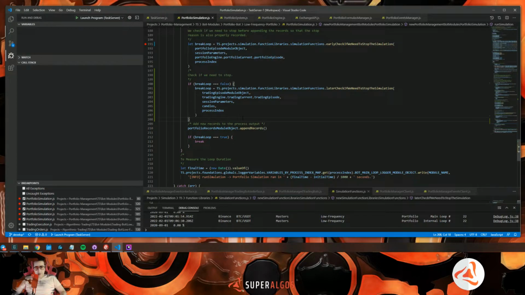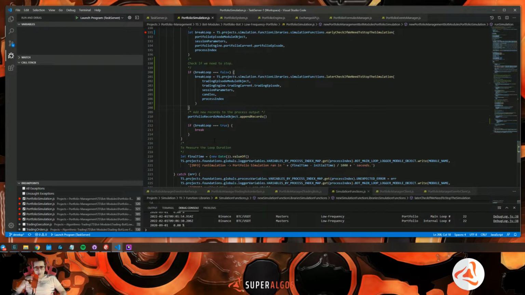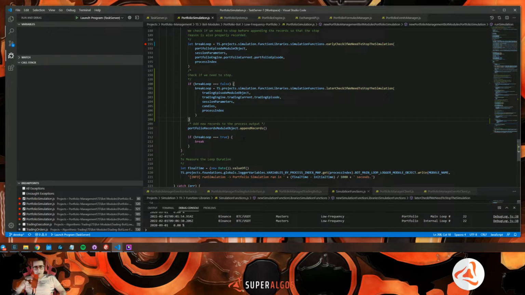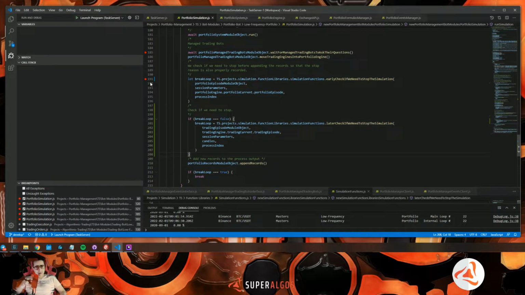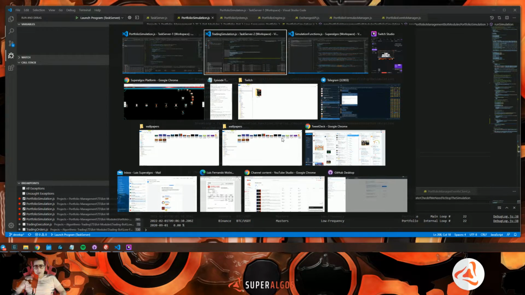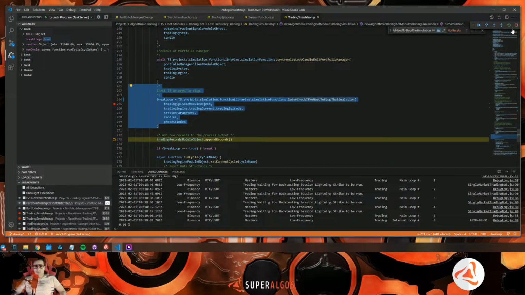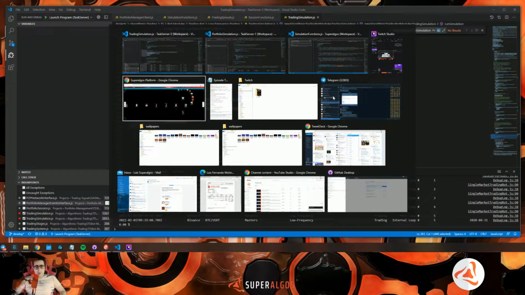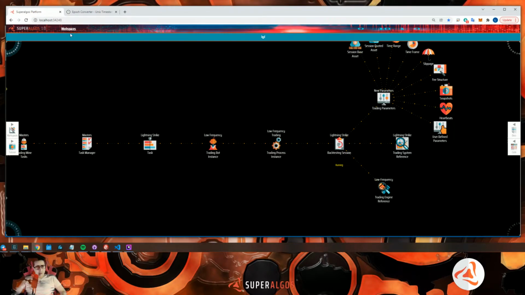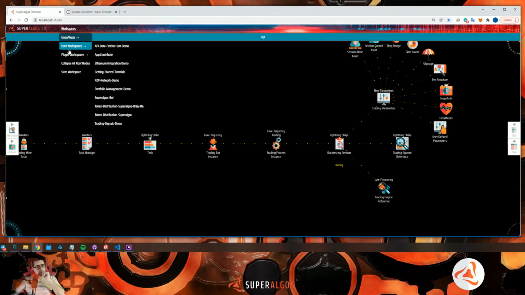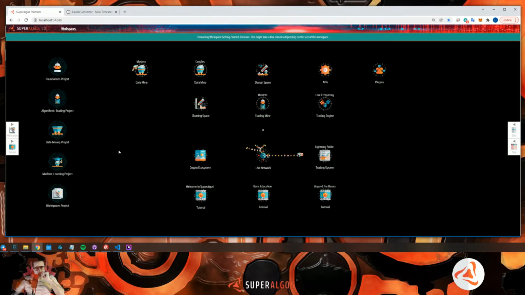I'm not 100% sure it will, because it was getting out of the loop anyway. But maybe I'm missing something of what happened inside this check. But anyways, we will go back to our workspace, return to the place we were, portfolio management demo.